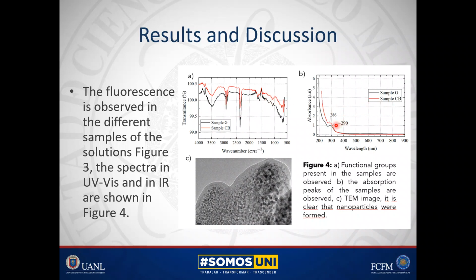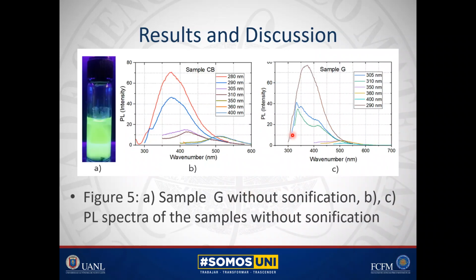And the UV spectrum says that the maximal absorbance is in the range of 280 to 300. It's a maximum that is very present in the carbon quantum dots and the graphene quantum dots. We can also see in the C image a TEM image, and we can see that the formation of nanoparticles in our samples is very clear.